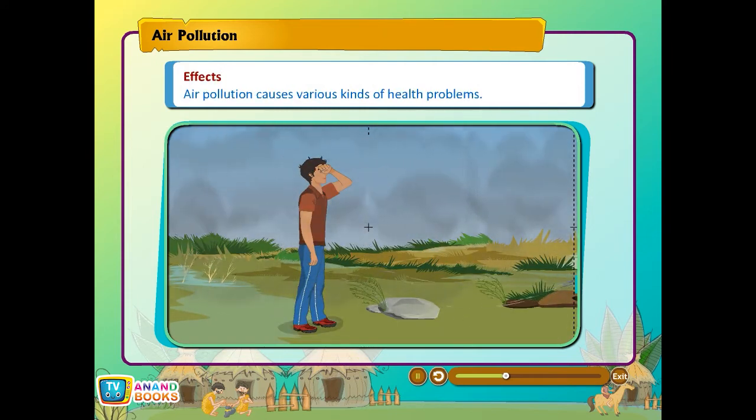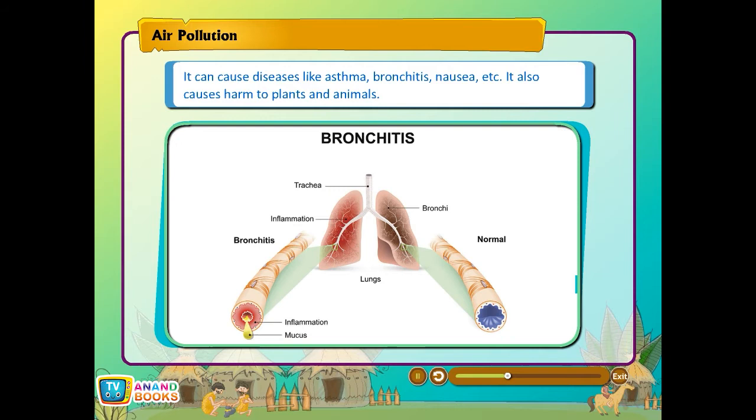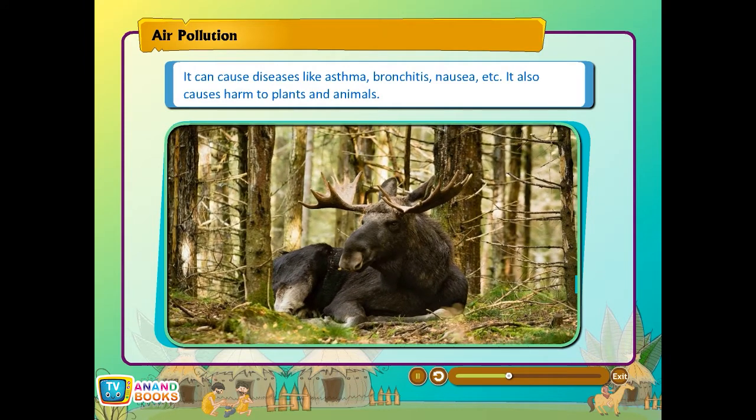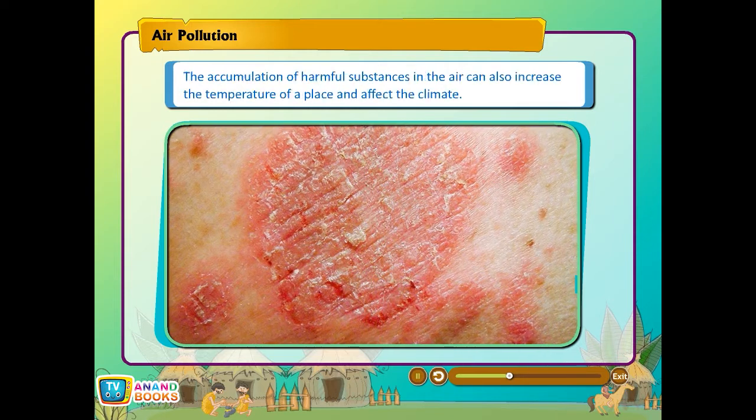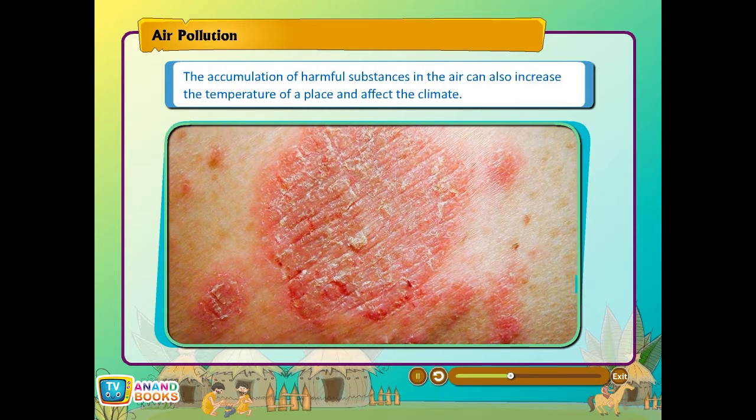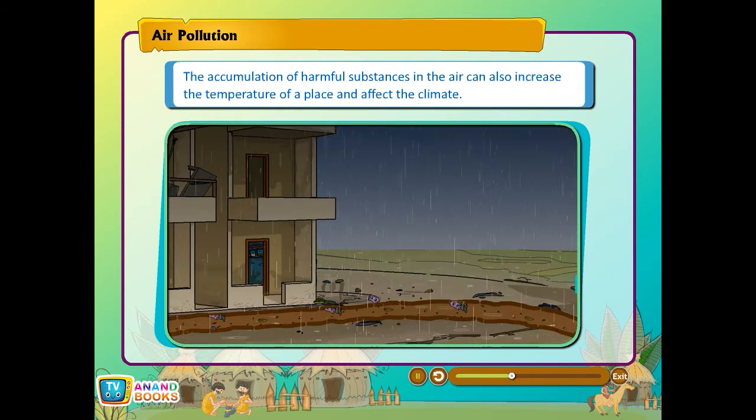Effects. Air pollution causes various kinds of health problems. It can cause diseases like asthma, bronchitis, nausea, etc. It also causes harm to plants and animals. The accumulation of harmful substances in the air can also increase the temperature of a place and affect the climate.